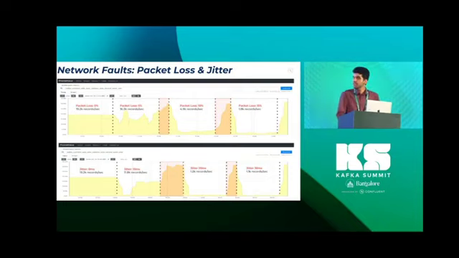Similarly, with jitter, we see that the throughput starts at 19.2K records per second when there is no injected jitter, and the throughput keeps on going down as we continue to increase the jitter value. What we can learn from this data is any faults in the networking setup of connect cluster can have adverse effect on the performance of the connector.